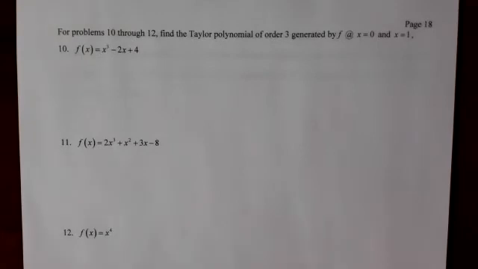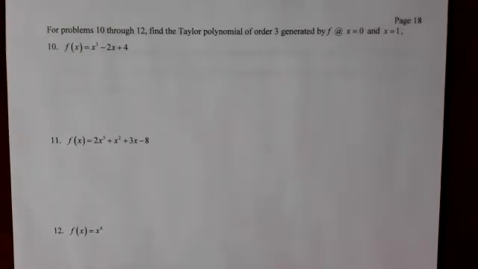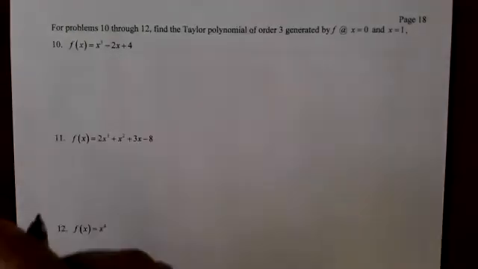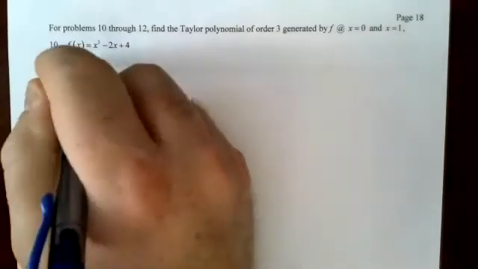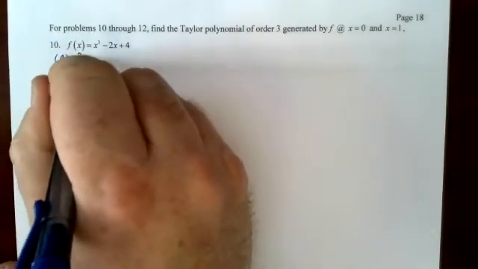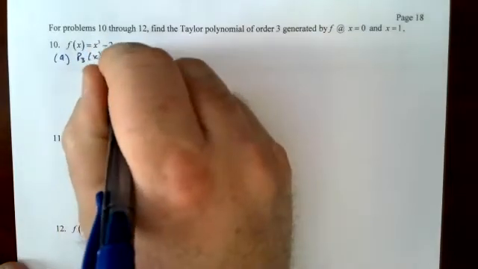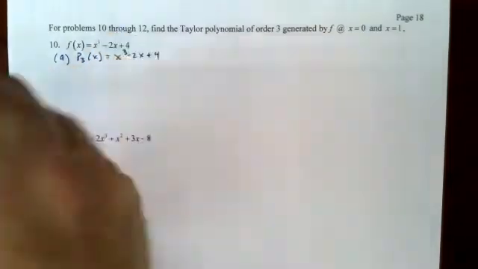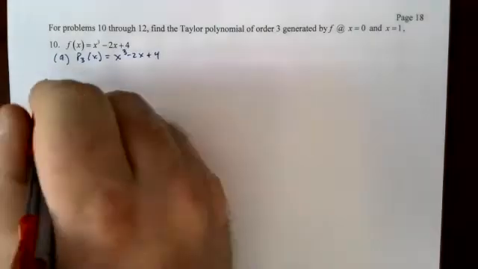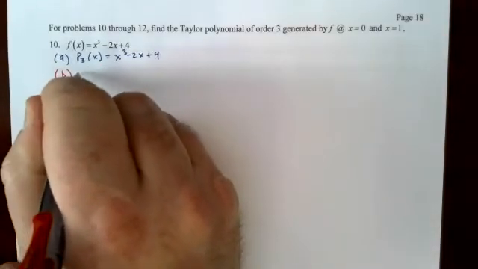From 10 through 12, find the Taylor polynomial of order 3 generated by f at x equals 0 and x equals 1. Okay then. A is pretty easy. P3 of x equals x cubed minus 2x plus 4. Challenge me, Mr. T. Okay, well, here you go.